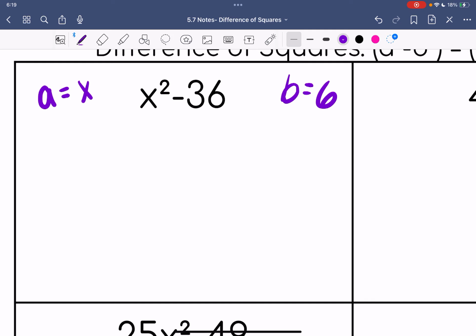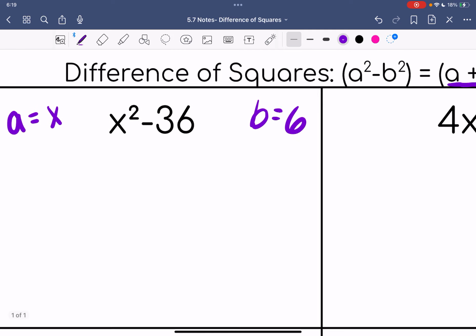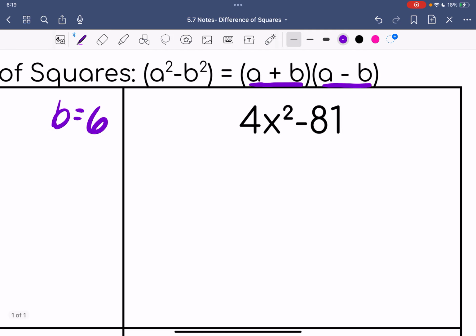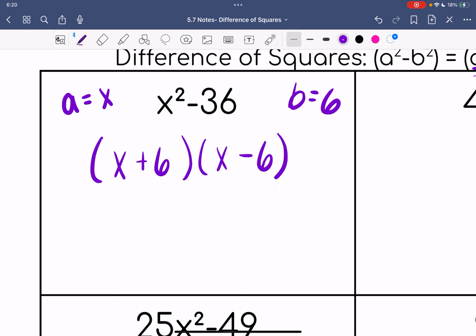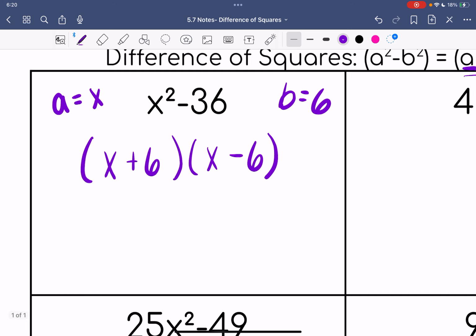So if a is x and b is 6, using our rule up here, our factored form is going to be a plus b times a minus b. So that would be x plus 6 times x minus 6. And that's it. Super short and sweet.